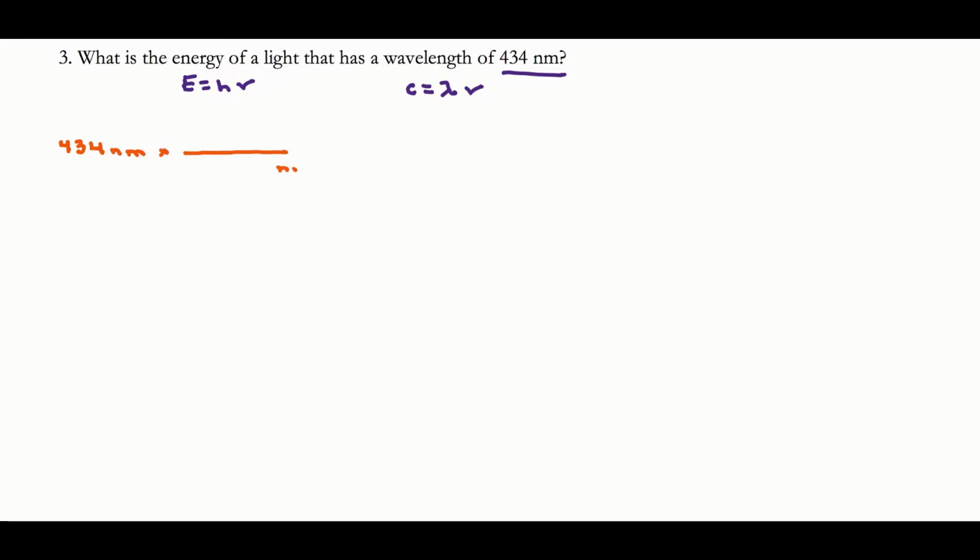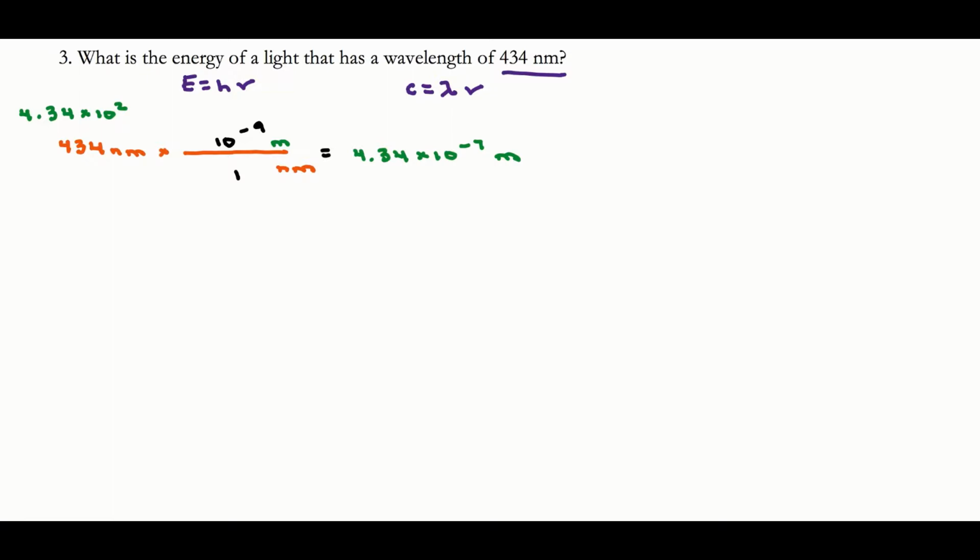So I'm going to put nanometers on bottom. I'm going to put meters up top. Okay. 1 nanometer is 10 to the negative 9th meters. Okay. And so what I get is 4.34 times 10 to the negative 7th meters. Now you can either do that on your calculator, or just as a quick side note, you can note that 434 is 4.34 times 10 to the second in scientific notation. And so when I multiply 10 to the second by 10 to the negative 9th, since I'm adding my exponents, it's going to be 2 plus negative 9, which gives me negative 7.